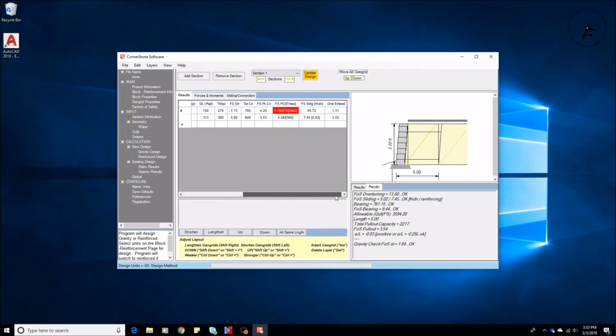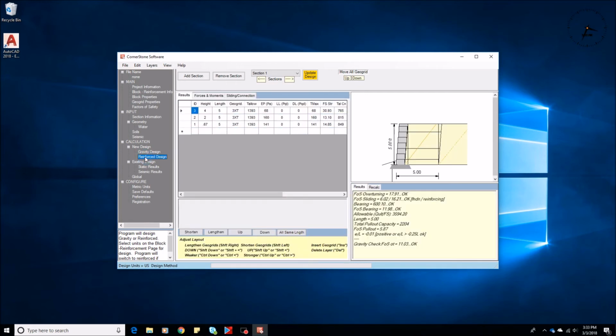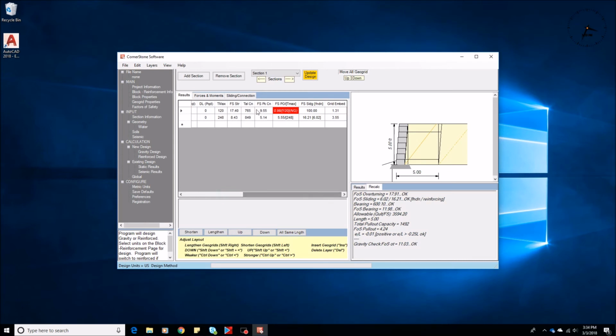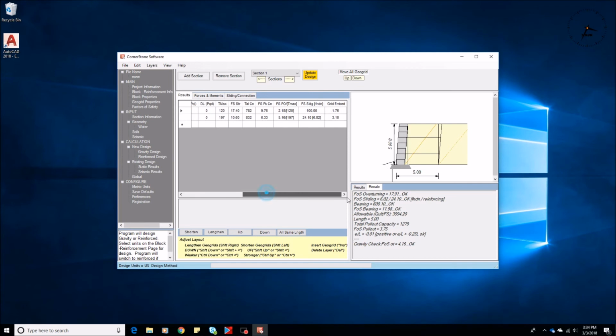it's saying that design, we get a factor of safety of pullout on the upper grid. 1.16. Let me get rid of that dead load and get rid of that grid. And I still fail on pullout on the upper grid. But it would say that even though with a wider spacing, the wall would work. So this will work at 2 block spacing.